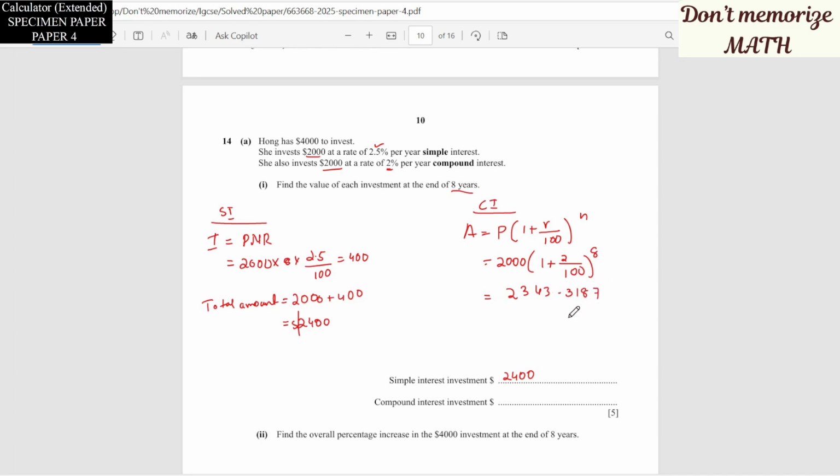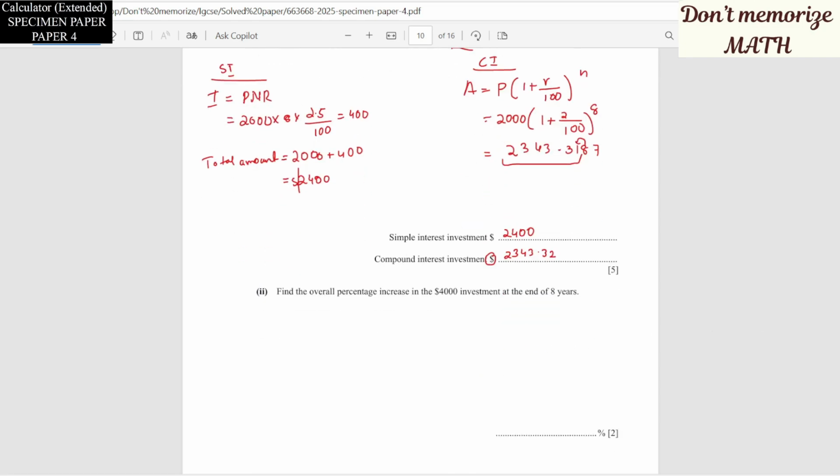2343.3187. Since it is money in dollars, you can round and write it to 2 decimal places. The next digit is more than 5, so you add 1, so 31 will become 32. So the final amount is 2343.32. Why are we writing it to 2 decimal places? Because the amount is in dollars. I hope this part is clear, so we'll move to the second part.